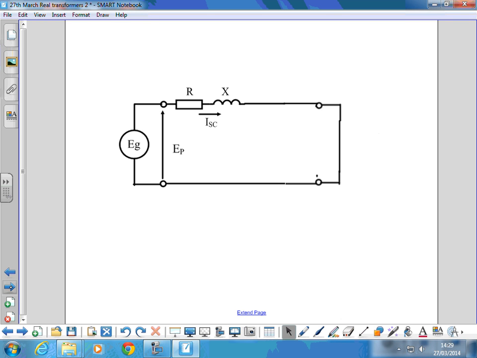We can then take this out and put a load in, and we can do some analysis on the circuit. We'll get RA will come from whatever we got on the open circuit test.